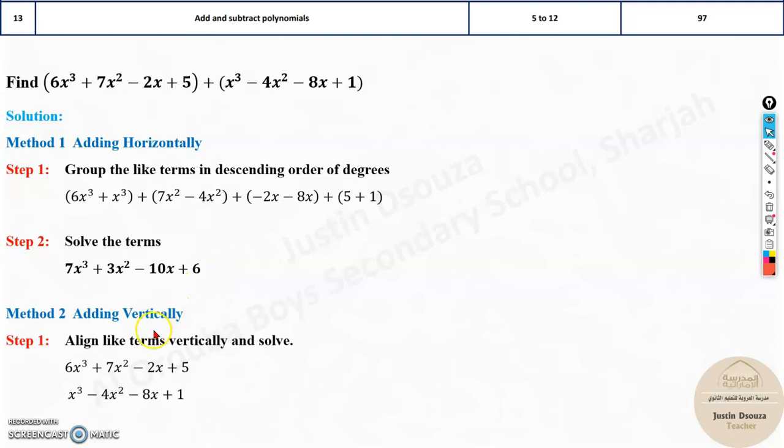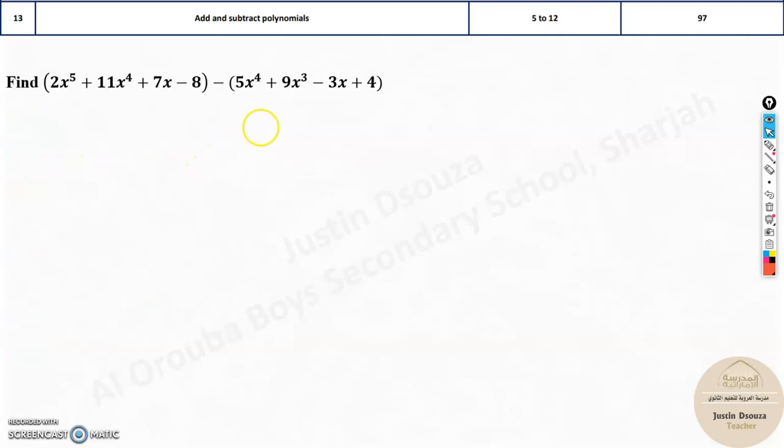Similarly, you can add them vertically. When it's adding, it's fine, you just add them and get the answer. But when you're subtracting, you need to change the signs and everything, so the horizontal method is more likely to be used. Let us see a subtraction problem.